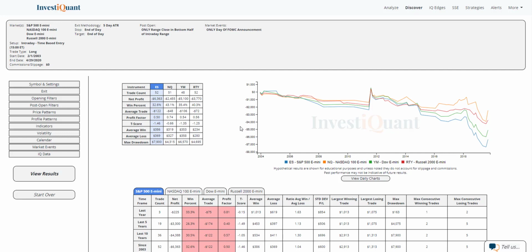So historically, if we're below the midpoint of the session at 3 p.m., it's had a bit of a bearish bias to it going into the close, exiting at 4:15 p.m. Eastern time.